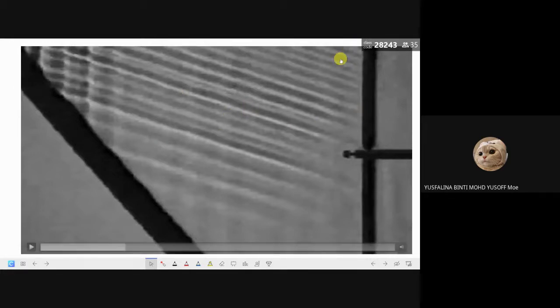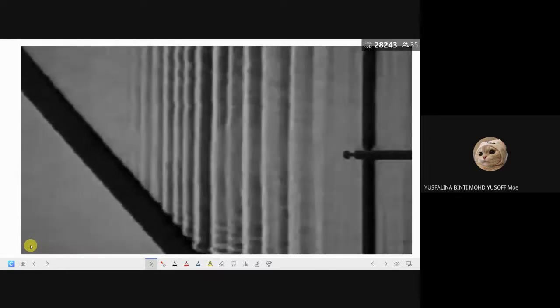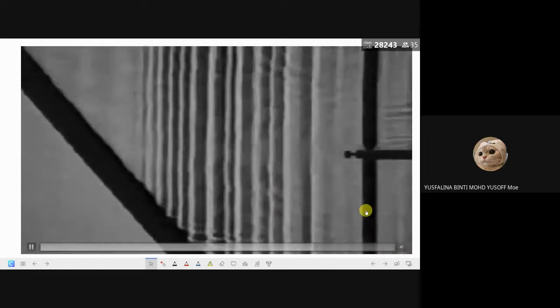So they used a plane water wave. Let's see again. You can see the water wave travels from the right to the left. Okay, that is the direction of propagation. After it is reflected, you can see the water wave changed direction. It will be reflected upward like that. Let's see. See, it reflected upward. So this is a reflection of wave.